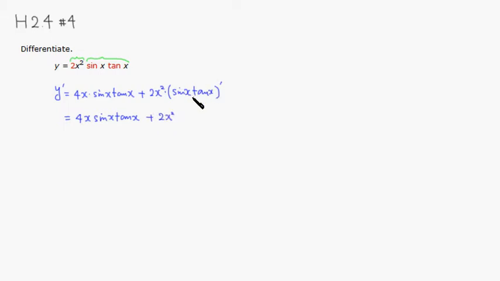When you take the derivative of this part, we have to use another application of the product rule. Think of sine as the first guy and tangent as the second guy. The derivative of sine is cosine of x, times the second guy, tangent of x, plus the first guy, sine of x, times the derivative of the second guy, which is secant squared of x.